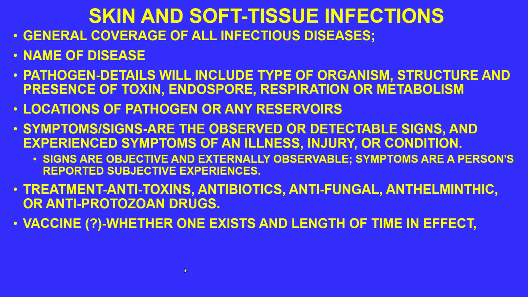So we'll try to go through things with name of the disease, pathogen, any details that will include type of organism, structure, presence of toxin, endospore, respiration, or metabolism, locations of pathogen or any reservoirs, symptoms, signs, what is observed or detectable signs, and experienced symptoms of an illness, injury, or condition. Now, signs are objective and externally observable. Symptoms are a person's reported subjective experiences.